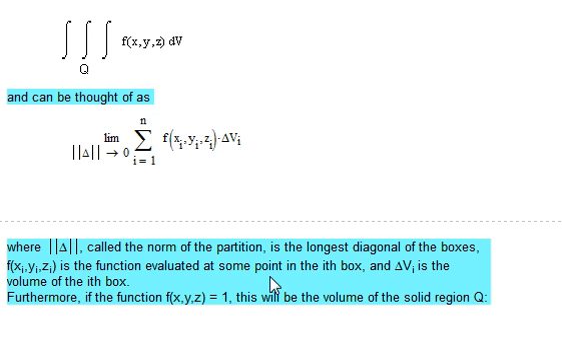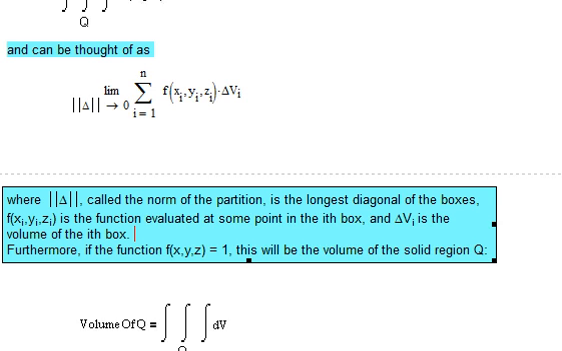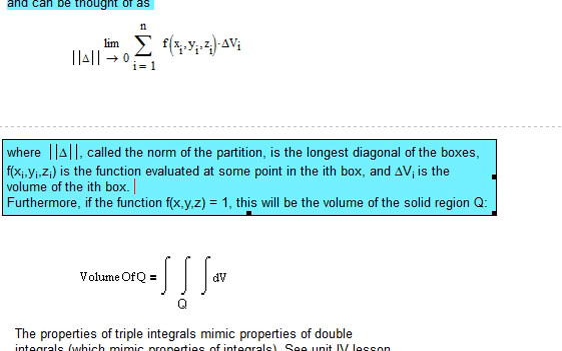And so del is called the norm of the partition, and that's the longest diagonal of the boxes. So f of xi, yi, zi is a function evaluated at some point in the ith box, and delta vi is the volume of the ith box. And if the function is 1, then that's the volume of the solid region. So that sums up what we're going to be doing with triple integrals.